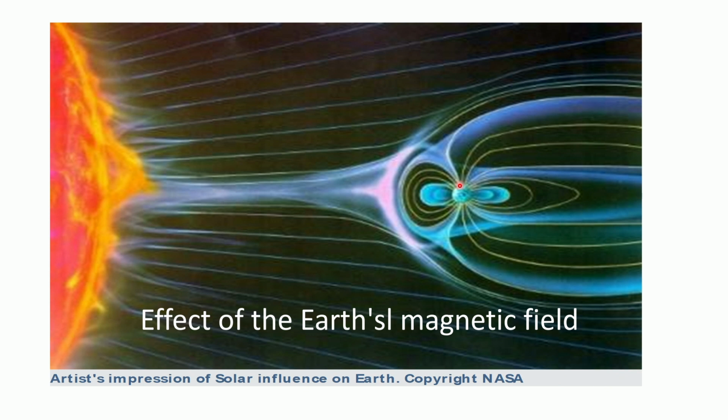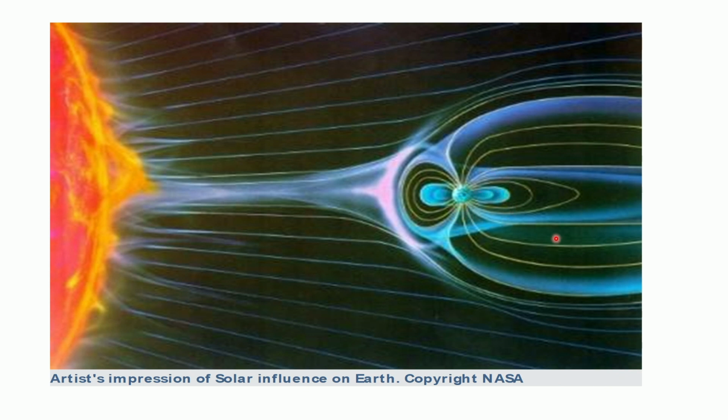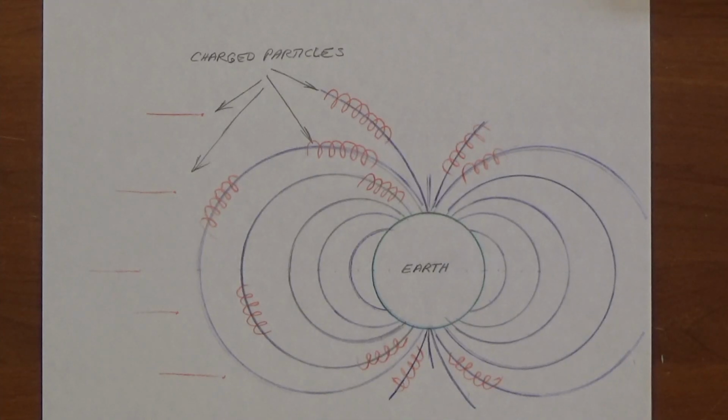But our Earth has a magnetic field around it that protects us. Let's take a closer look at how particles behave when they encounter it. These lines represent the Earth's magnetic field, and as these charged particles come shooting at us from the sun, the magnetic field either deflects or captures those particles.